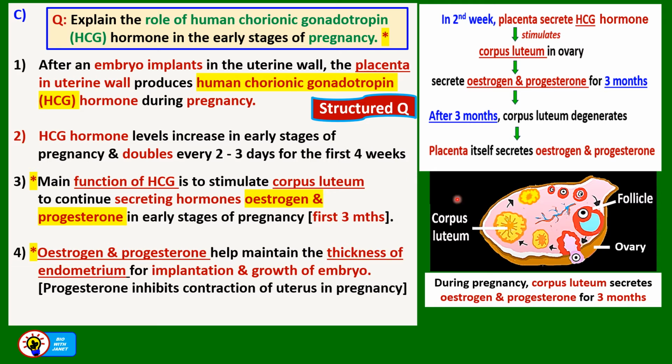Now here we see the summary of it. In the second week of pregnancy, the placenta will secrete the hormone HCG, which stimulates the corpus luteum in the ovary here to secrete estrogen and progesterone for the next 3 months of pregnancy. But after 3 months, it will degenerate finally. It will break down. So what is going to help secrete the estrogen and progesterone after that during pregnancy? It is the placenta itself that will take over the role to secrete estrogen and progesterone during the pregnancy. These hormones are needed during the pregnancy to carry out certain functions.